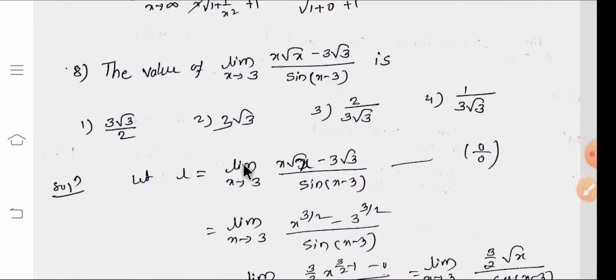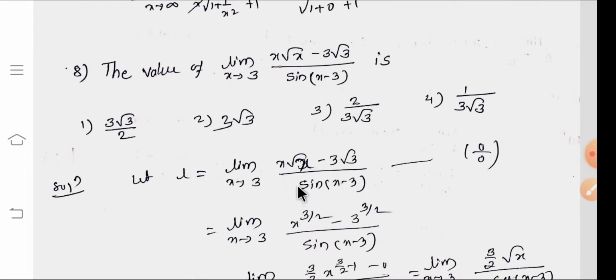Next example, the value of limit of x tending towards 3, (x root x minus 3 root 3) upon sine of (x minus 3). The options are 3 root 3 by 2, 3 root 3, 2 by 3 root 3, 1 by 3 root 3. So we have to solve this one. Let us consider L equal to limit of x tends to 3, (x root x minus 3 root 3) upon sine of (x minus 3), which is a 0 by 0 form. As x tends to 3, put x equal to 3. So 3 root 3 minus 3 root 3, numerator is 0. Sine of 3 minus 3, sine 0 is 0. So 0 by 0 form.